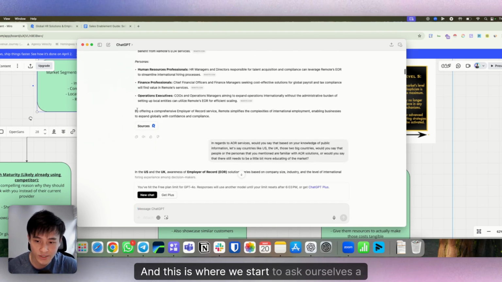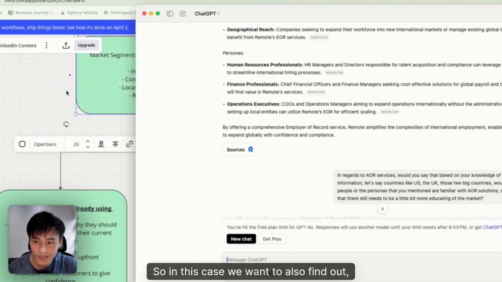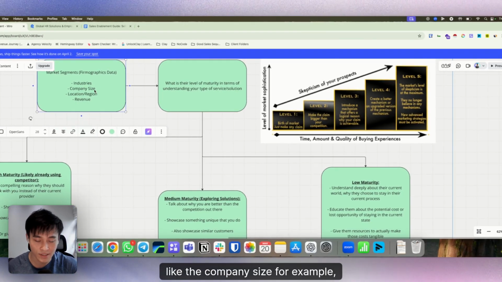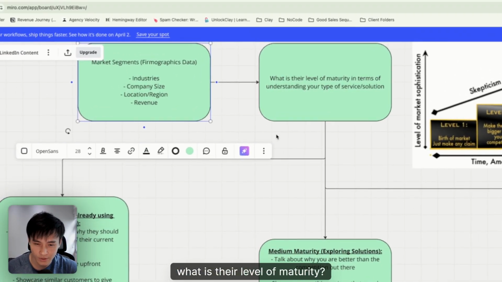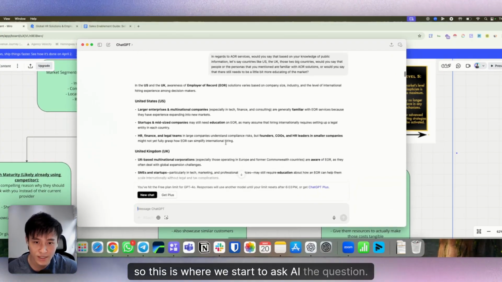And this is where we will start to ask ourselves the question. So in this case, we want to also find out, hey, the different market segments. All of the different market segments, like the company size, for example, what is their level of maturity? Do they actually understand what EOR services are? So this is where we start to ask AI the question.